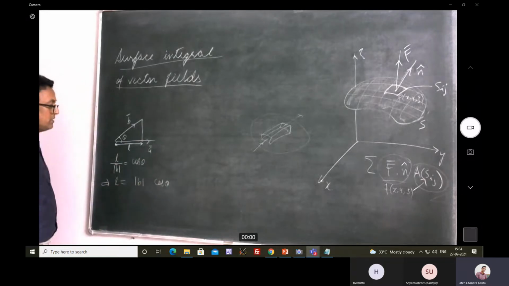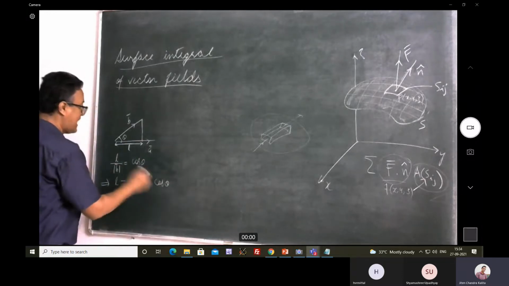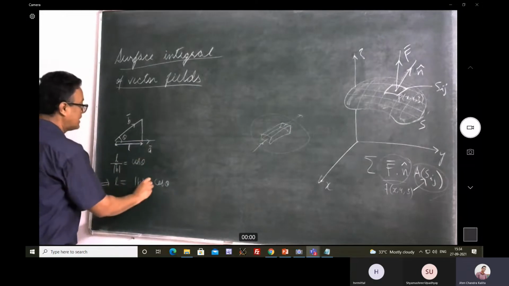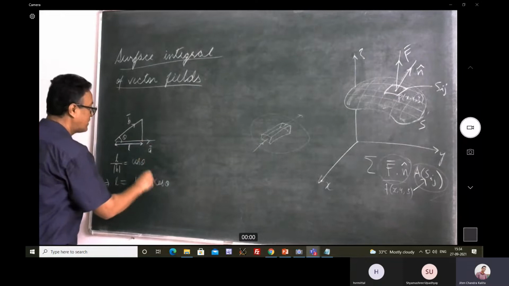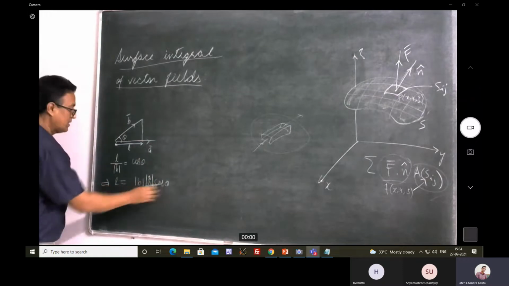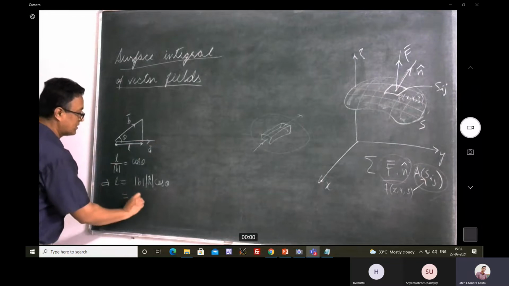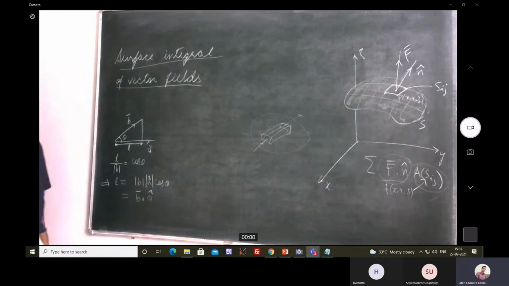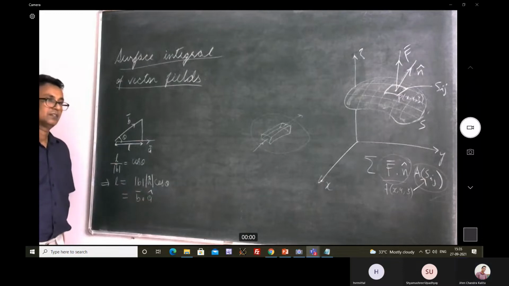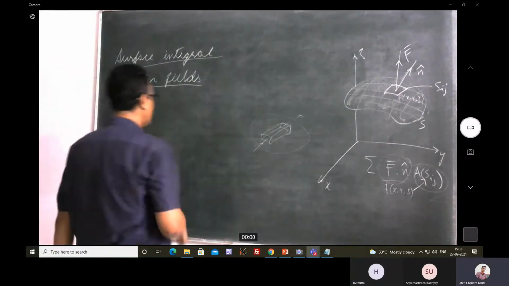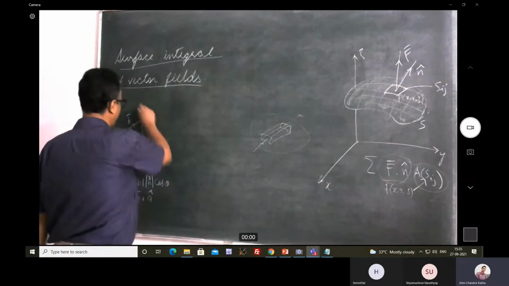Is it okay? Fine. So this I can write as, if over the vector A I consider a unit vector A cap, then the mod of A cap is simply going to be 1. So I can write this as this. So this is nothing but B dot A cap. Is it okay? Yes?